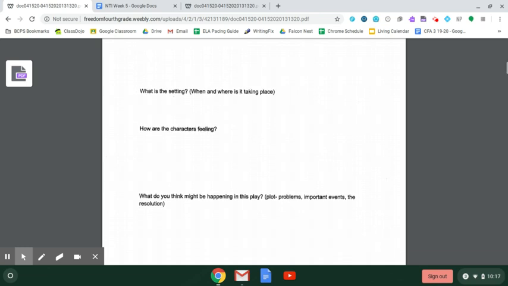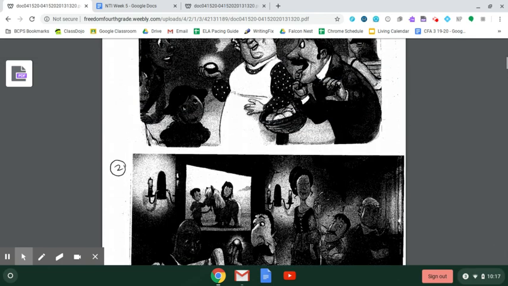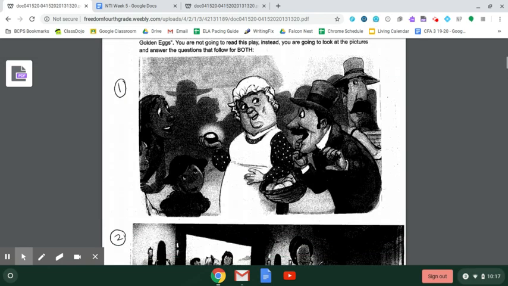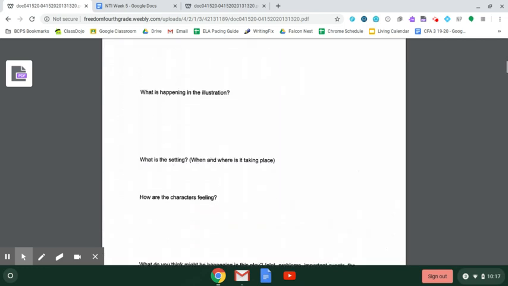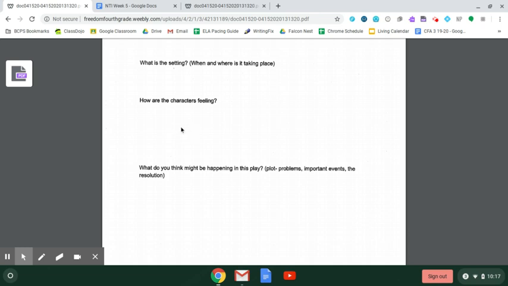How do you think the characters are feeling? Now, you don't know anything about them. There's no words. So you're going to have to look strictly at the pictures to figure out, kind of check out their faces, their body language, all those kind of things to figure out how they are feeling. And you'll want to maybe describe the little boy is feeling this way. The old woman is feeling this way.